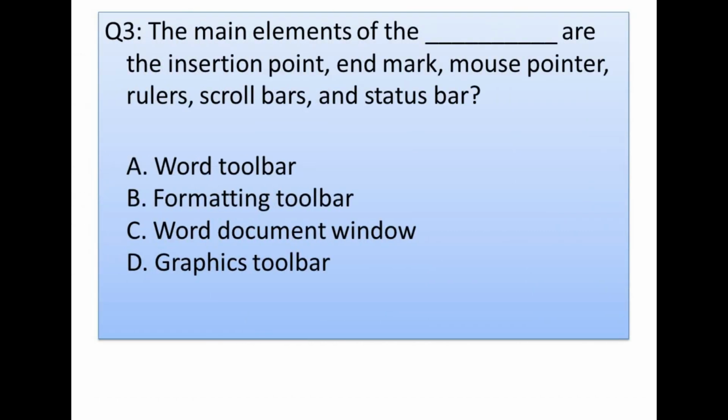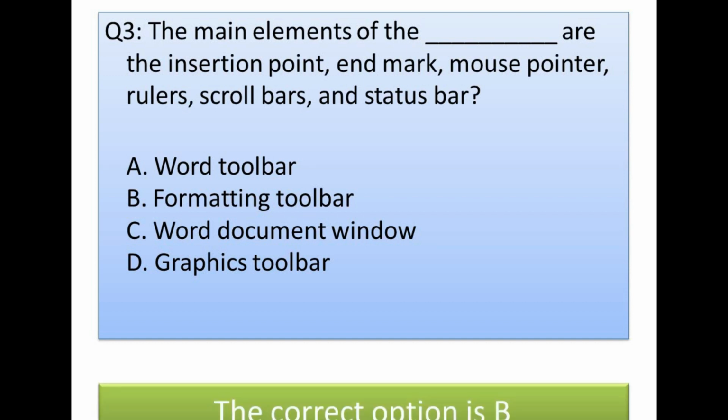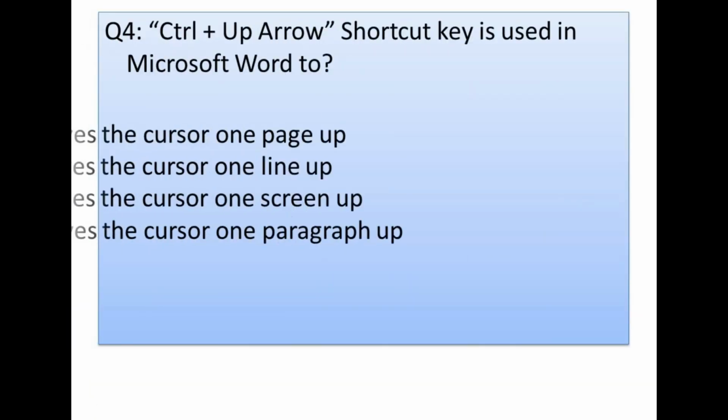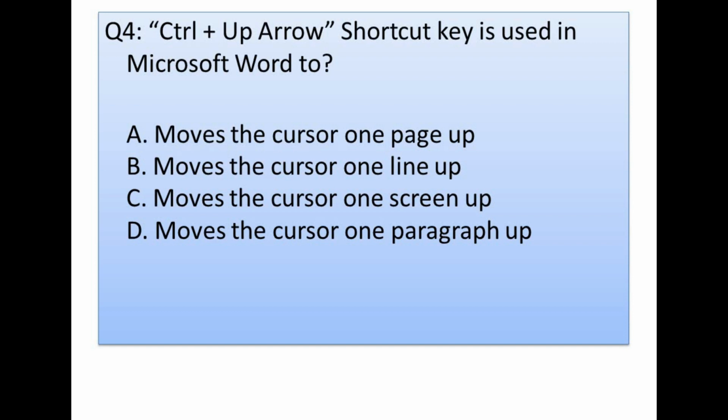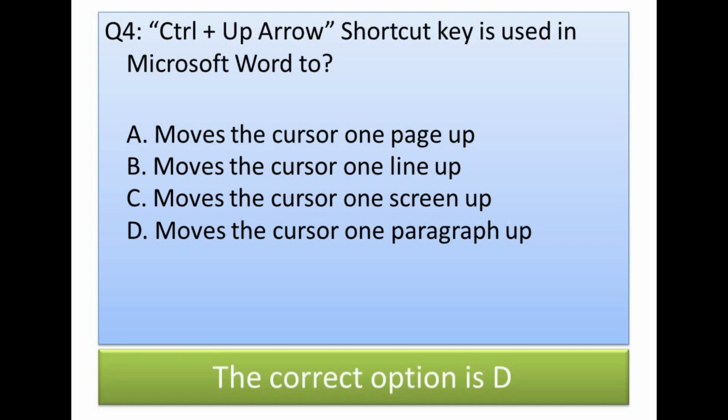The main elements of the dash are insertion point, end mark, mouse pointer, rulers, scroll bars and status bar. Word toolbar, formatting toolbar, Word document window, graphic toolbar. So correct option is B. Ctrl plus up arrow shortcut key is used in a Microsoft Word to move the cursor one page up, move the cursor one line up, move the cursor one screen up, move the cursor one paragraph up. So the correct option is D.